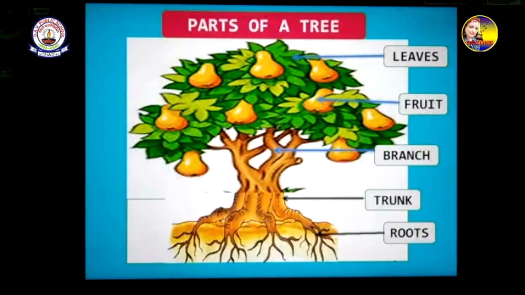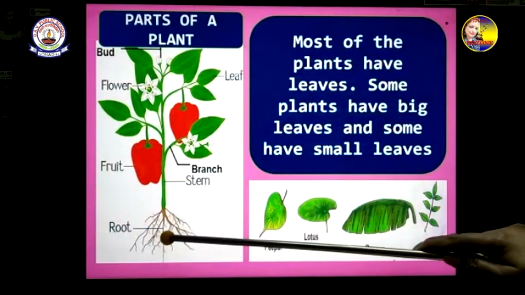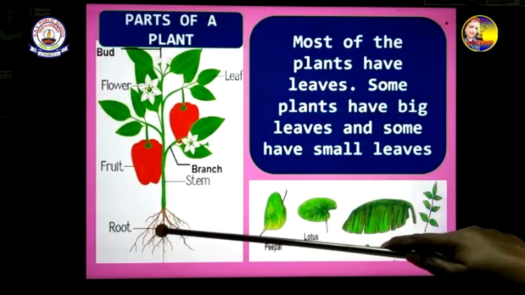So children, have you understood the parts of a tree? Again, I am repeating: roots, trunk, branch, fruit, leaves. Parts of a plant. Now, to show you some more parts, see, these are the roots.